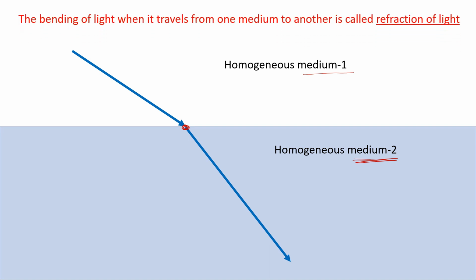The light ray which is falling on the boundary, or the surface between the two media, is called the incident light ray, and the light ray which enters the new medium is called the refracted light ray. So this whole phenomenon, this bending of light ray when it travels from one medium to another medium, is called the refraction of light. Just remember, the bending of light is called the refraction of light.